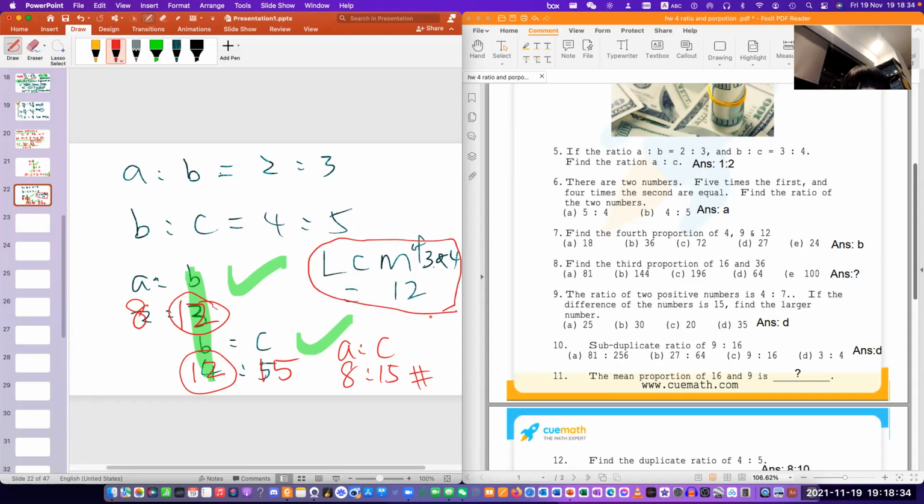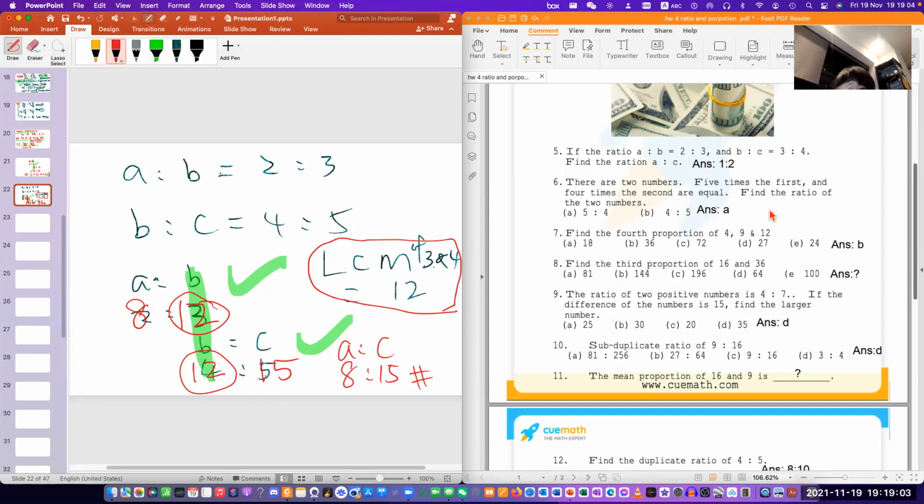All right. Question 6: there are 2 numbers, 5 times the first and 4 times the second are equal. Find the ratio. So 5 times the first means 5 times 5 is 25. And then 4 times the second, 4 times 4 is 16. Find the ratio of the 2 numbers. 5 times the first and 4 times the second are equal.